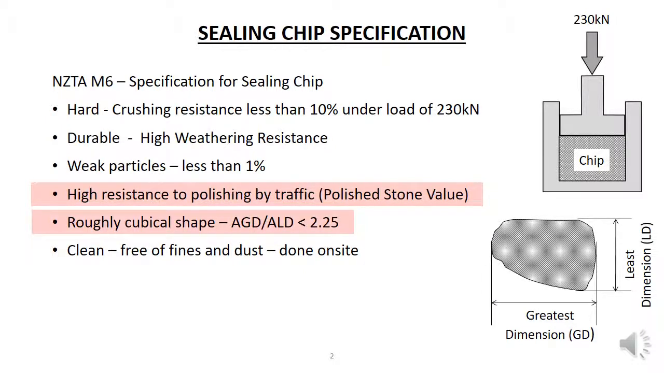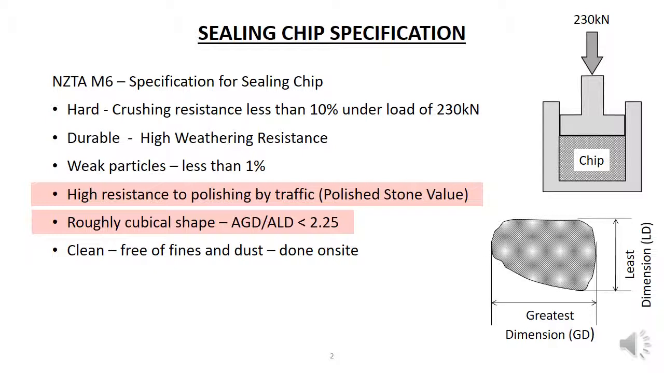Chips need to be roughly cuboid in shape. Elongated chip will just roll over on its side and may go below the binder surface, creating a gap in the seal. However, chip will have a longer and shorter sides. The longest side on the chip is called the greatest dimension, while the shortest is the least dimension, as shown by the bottom diagram.